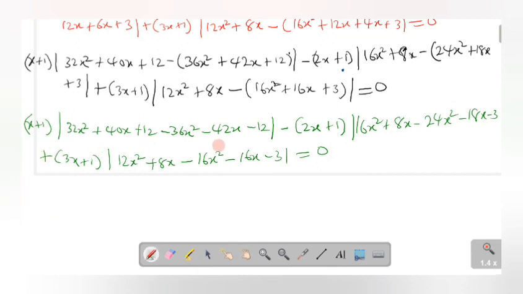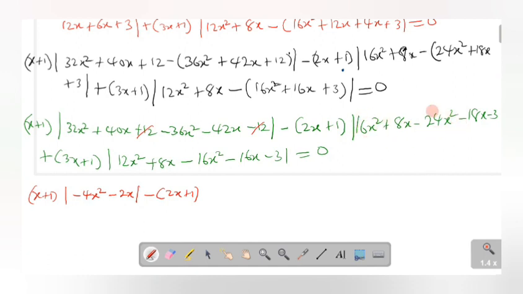So next, we can simplify what is inside this bracket. We have x plus 1 into, let's see, 32x squared minus 36x squared by collecting like terms gives us minus 4x squared, and 40x minus 42x will give us minus 2x. Then this plus 12 will cancel out minus 12, so we'll have minus 2x plus 1.